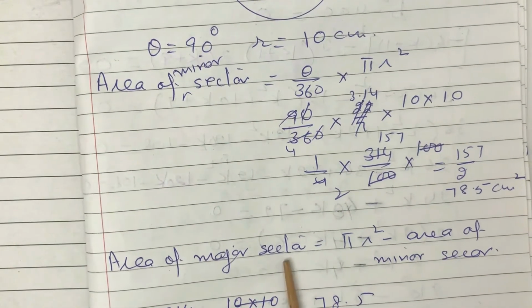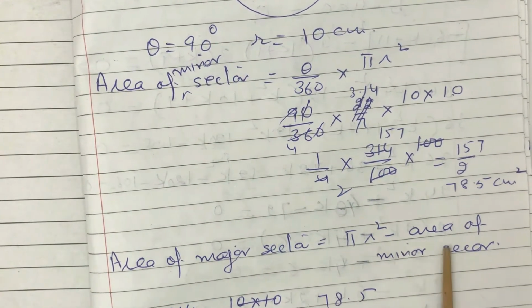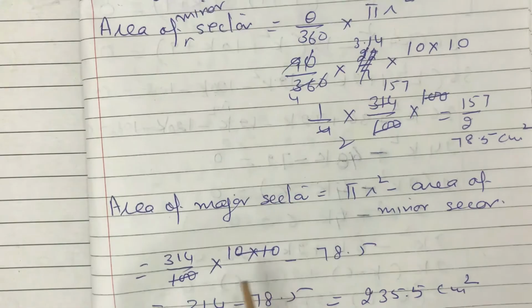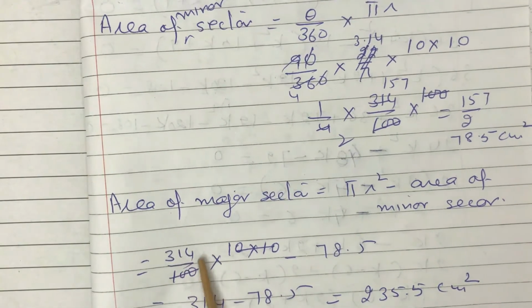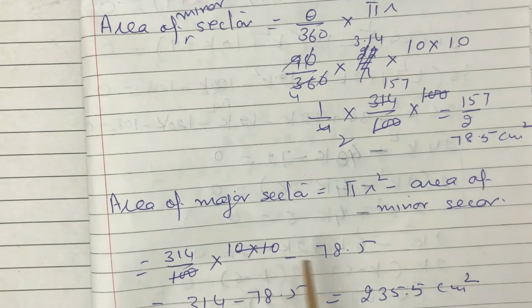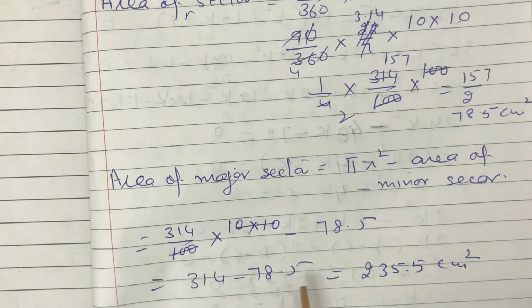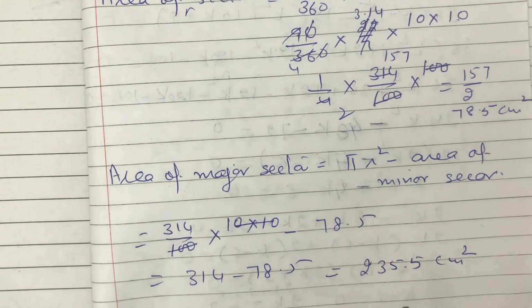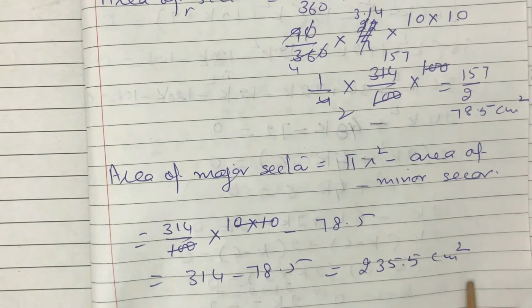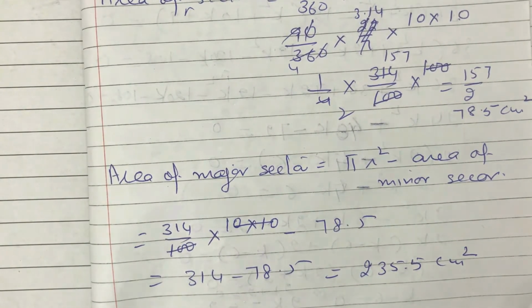Now area of major sector, that is pi r square minus area of minor sector. So this is equal to 314 upon 100 into 10 minus 78.5. That is 314 minus 78.5. That is equal to 235.5 centimeter square. So that is the answer.